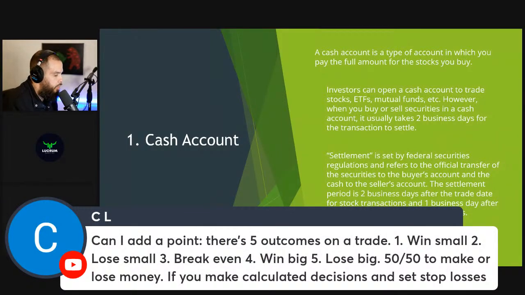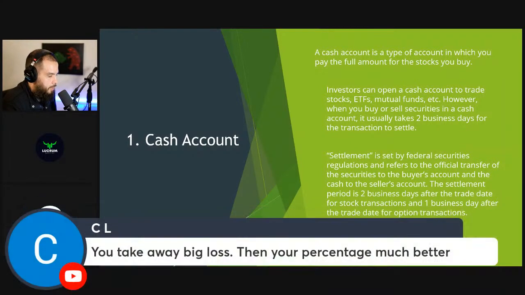Can I add a point? There are 5 outcomes on a trade: win small, lose small, break even, win big, lose big. It's 50-50 to make or lose money. If you make a calculated decision and set losses, you take away big losses, then your percentages are much better. Yeah, that's a great point.